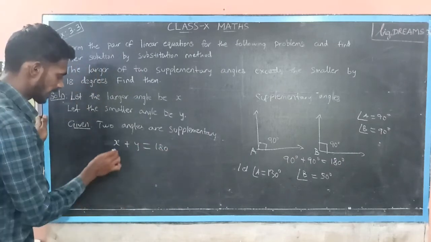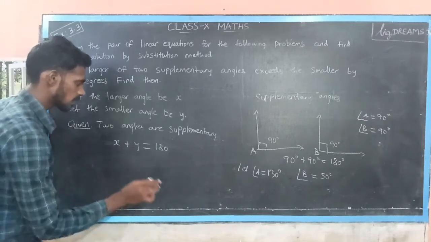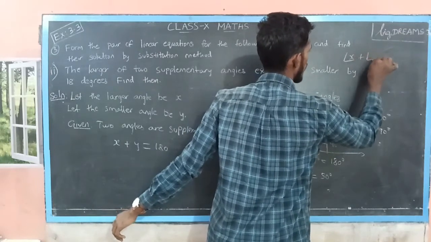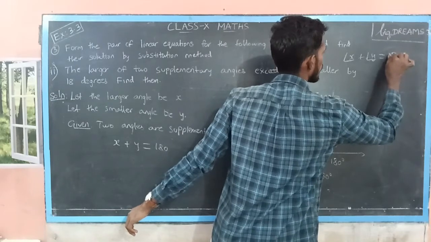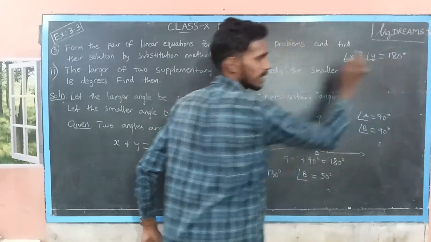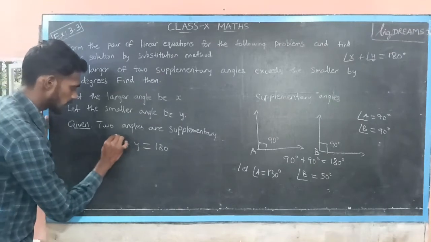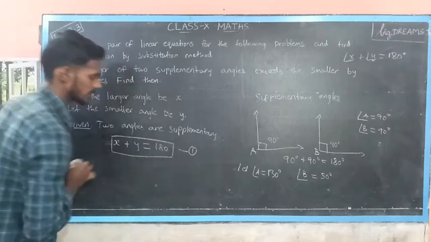Okay. So, I am writing in terms of equation. If I mention it in terms of degrees, we will be denoting it as angle x plus angle y is equal to 180 degree. Okay. So, I am writing without these units. Okay. So, I am writing in equation form. So, it is x plus y is equal to 180. This is the first equation.